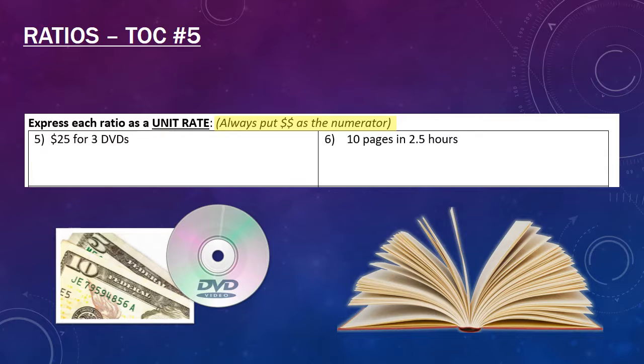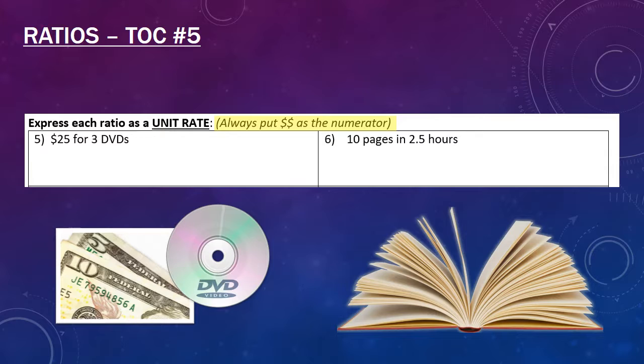So let's look at our first example, number 5. We have $25 for 3 DVDs. I want to know how much am I paying for one DVD so that I know if I'm getting the best deal at this store versus another store where it's selling it per DVD.